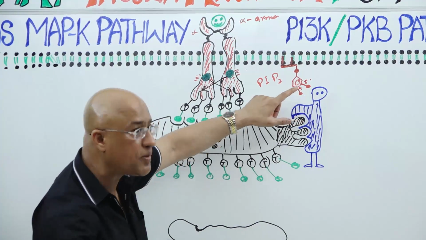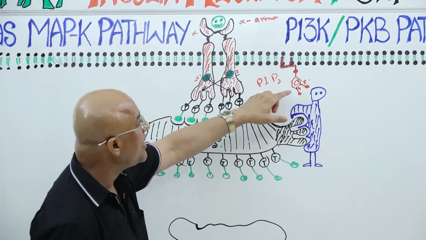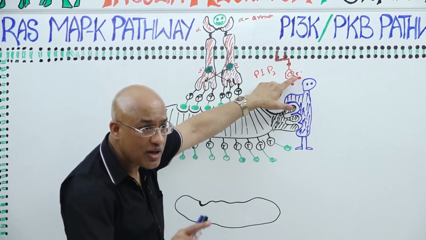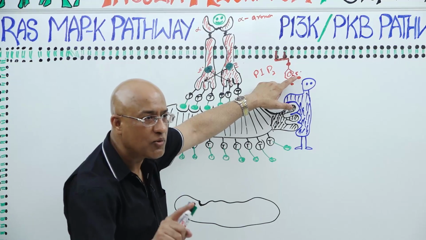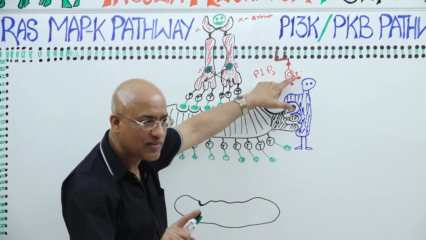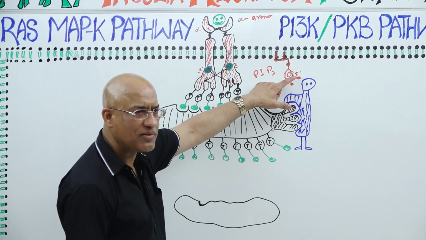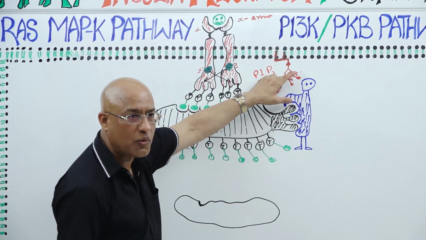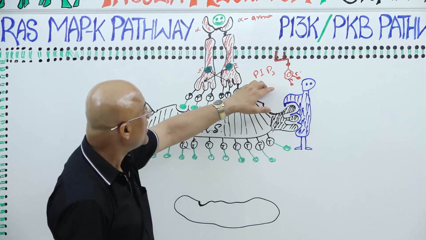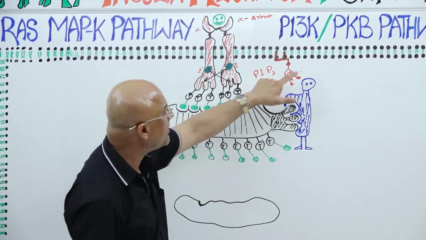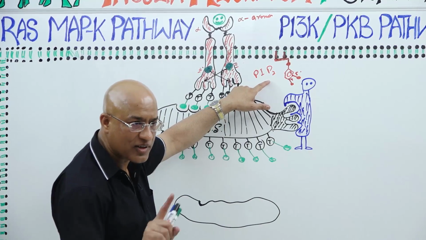And to be more specific, phosphatidyl inositol 3,4 bisphosphate. Oh, it is 4,5. Thank you. It means no one is sleeping here. Thank God. So what is this? Phosphatidyl inositol 4,5 bisphosphate. Is it clear?